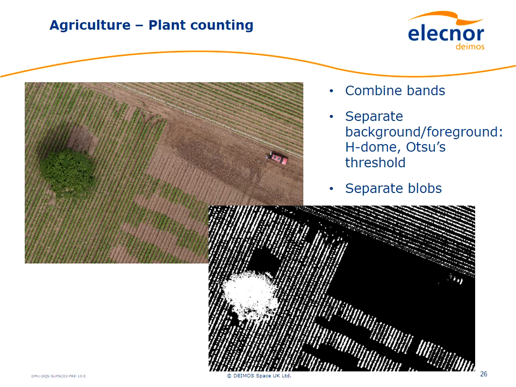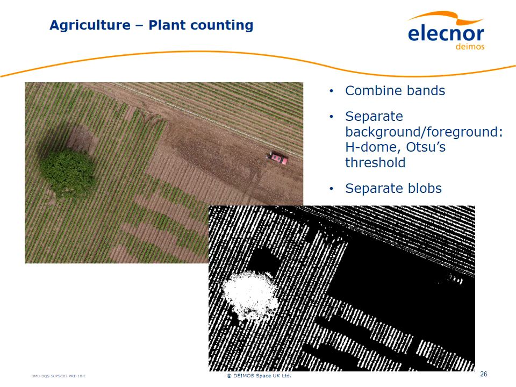So we wanted to count how many plants there were. We took a very simple approach of combining some bands to highlight the plants and mask them out, separating the background from the foreground. Using those two techniques, we unify the image lighting and the O2 stress, so that it can be cut automatically, because this is another part of our challenges.